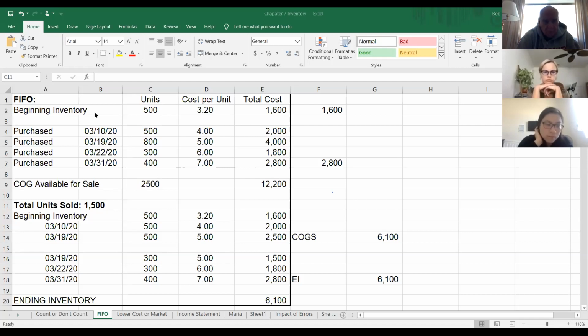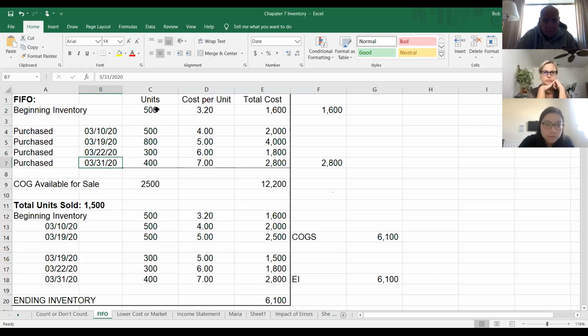What is the first in? In other words, what is the oldest? This here, the beginning inventory, is always the oldest item. That's what you had at the beginning of the month. That's your oldest. That's your first in. Next that came in was the purchase on the 10th, the 19th, the 22nd, and the 31st.